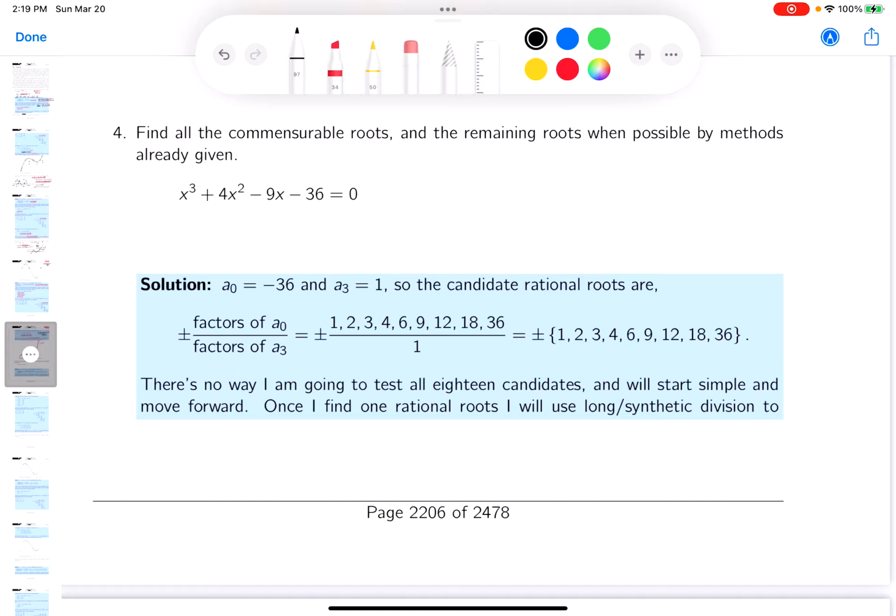Okay, so the rational root theorem, I'll write it down: plus or minus the factors of 36 divided by the factors of 1. Well, I don't want to go crazy with it, but like 1, 2, 3, 4.